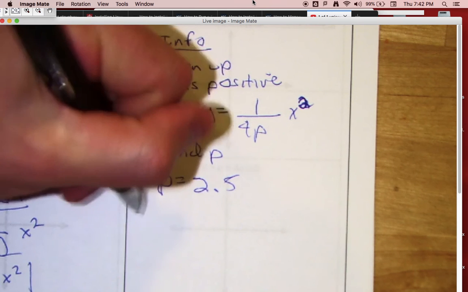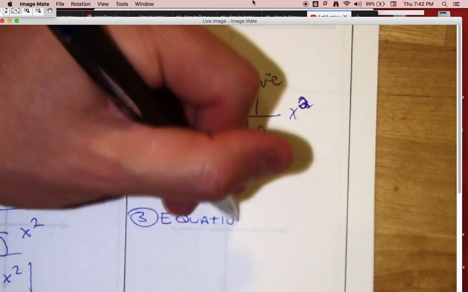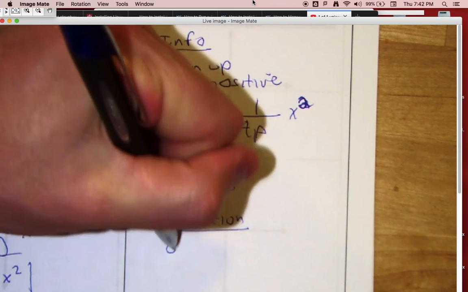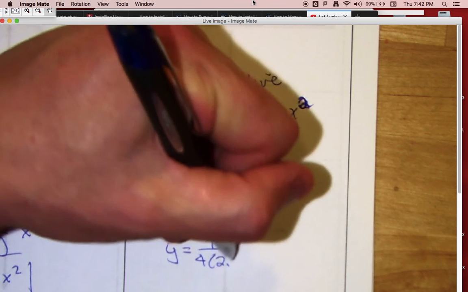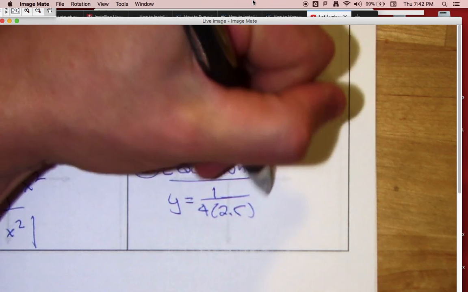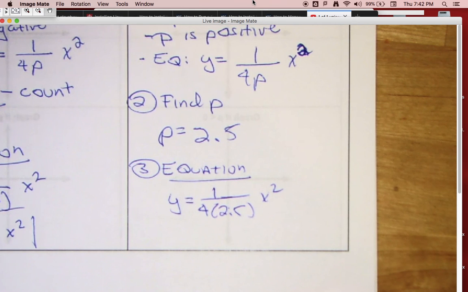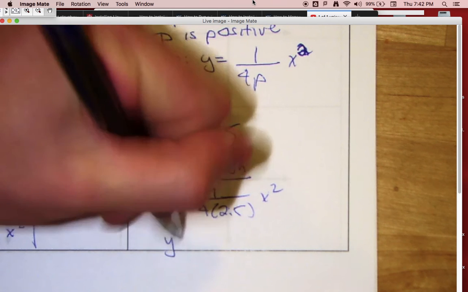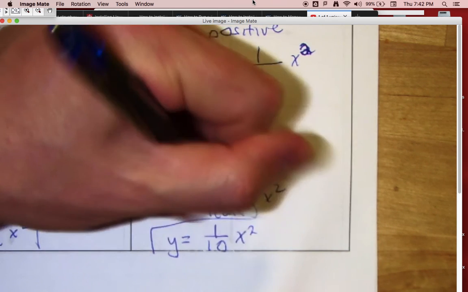And then lastly, our equation. y equals 1 over 4 times 2.5, x squared. 4 times 2.5 is 10. So y equals 1 over 10 x squared. And there's our equation.